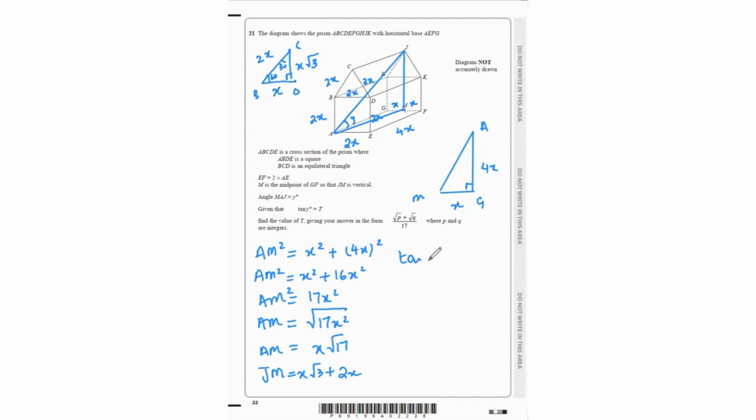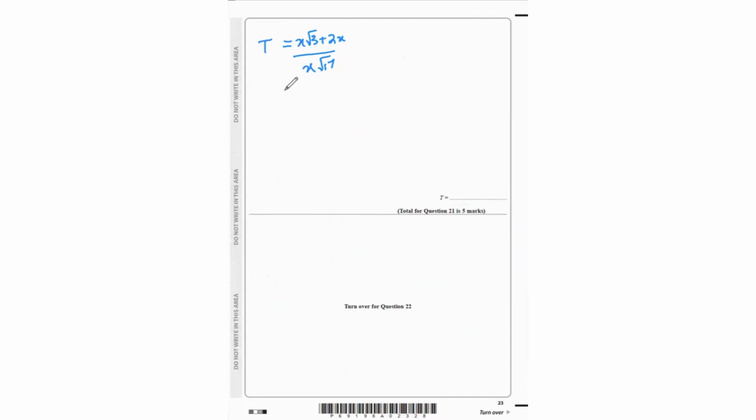So now tan y is going to be JM over AM. JM is x root 3 plus 2x and AM is x root 17. And since tan y equals t, this is going to be the equation for t. Now we're going to rationalize the denominator to find the value of t in the form that is asked in the question. So first, let's take x common. And then we can cancel it out.